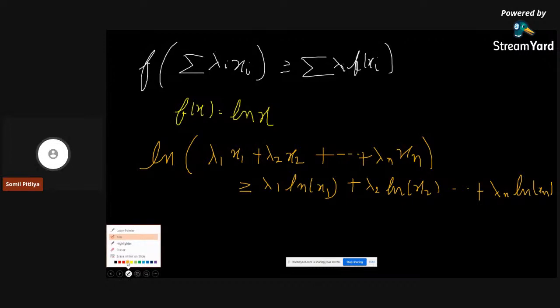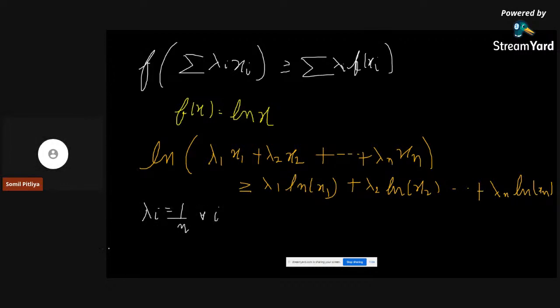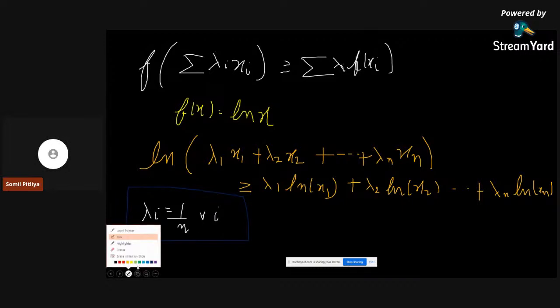Now here I will put all lambda i's equal to 1 upon n for all i. So I'm putting all lambda i's to be 1 upon n. This will satisfy the following property also, that this must hold, and it will hold if and only if the sum of all lambda i's is 1.